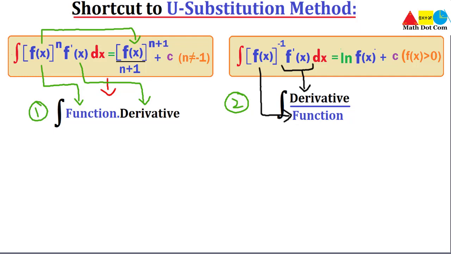So this is the same situation, and this is the formula. If you come across a function like this, in which you have the derivative in the numerator and the function in the denominator, what you have to do is just write natural log of f of x. Now what is f of x? f of x is this function. You have to write this function here, that is, natural log of f of x, the same as written in this formula, plus c.